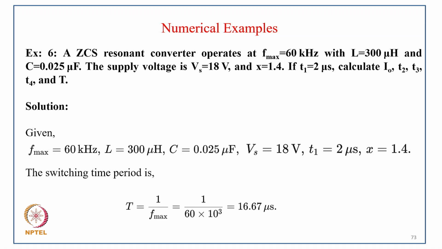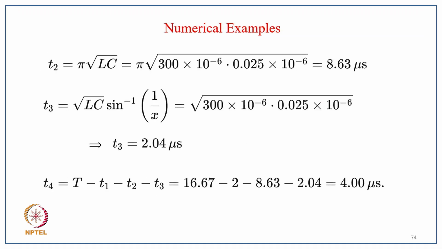So the solution is given: Fmax equal to 60 kilohertz, L equal to 300 microhenry, C equal to 0.025 microfarad, Vs equal to 18 volt, T1 equal to 2 microsecond, X equal to 1.4. So switching time interval T equal to 1 upon Fmax equal to 16.67 microsecond, and T2 is pi under root LC. So putting value, it comes 8.63 microsecond, and T3 equal to under root LC sine inverse 1 upon X.